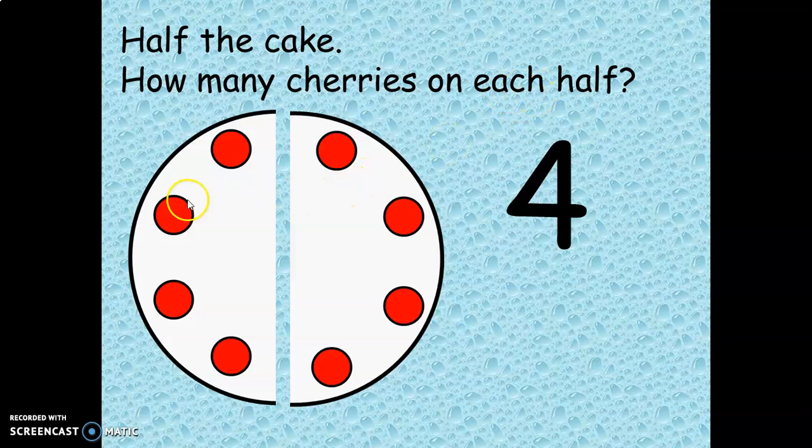Each half has 4 cherries, meaning that we were finding half of 8. Half of 8 is 4. So we had 8 cherries, then we shared them one by one up to 8. Then we check how many cherries are on half of 8. That is 4.